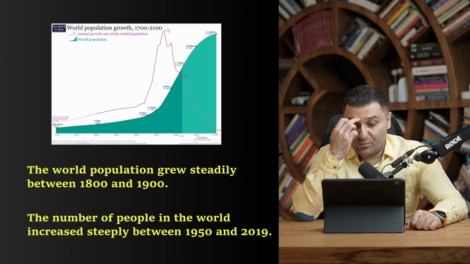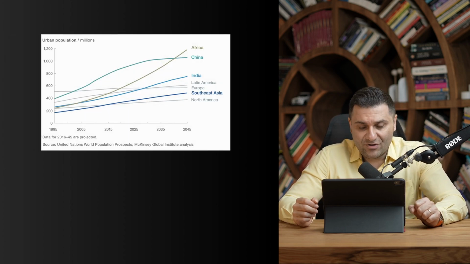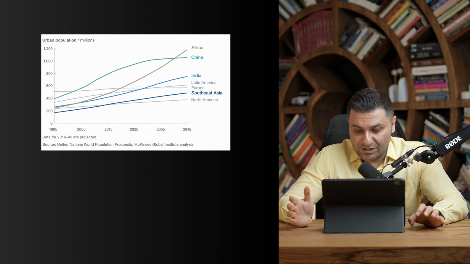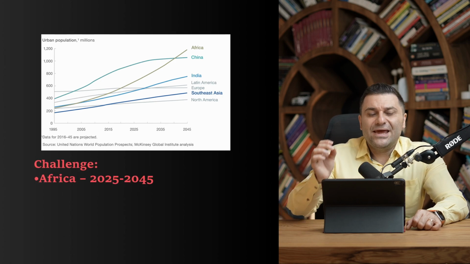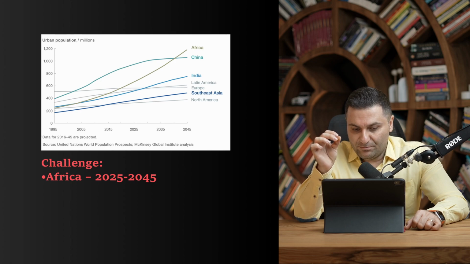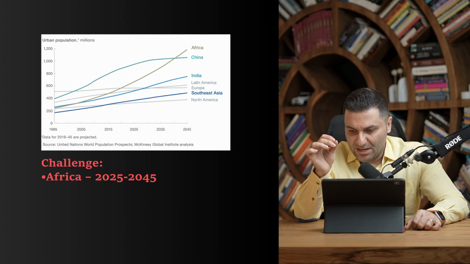All right, now let's practice more. I'm going to ask you three questions, so we'll work on another line graph. As you can see on your screen, this is another line graph about urban population in millions in different regions: Africa, China, India, Latin America, Europe, Southeast Asia, and North America. I want you to make a sentence about Africa between 2025 and 2045.